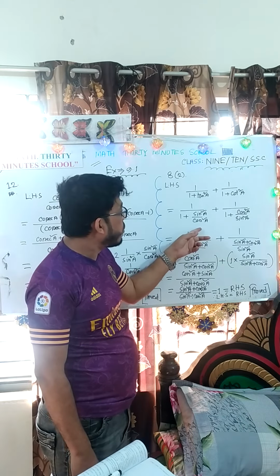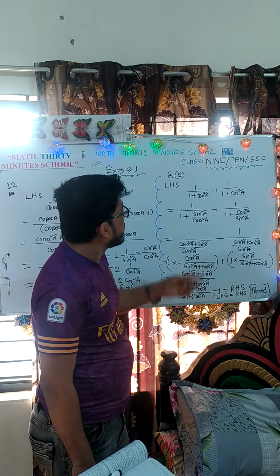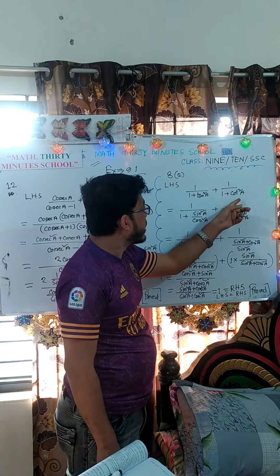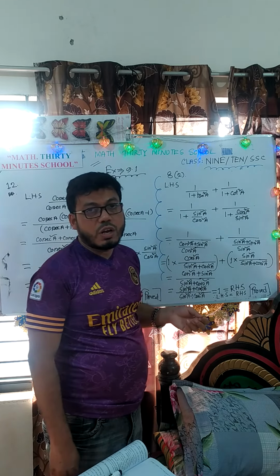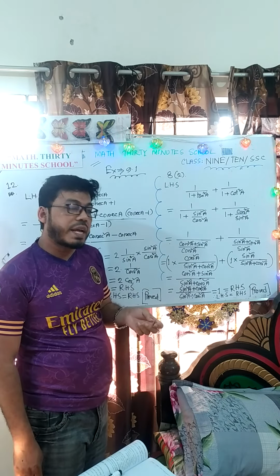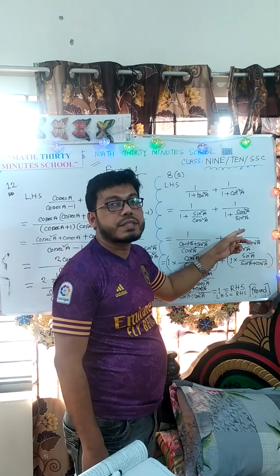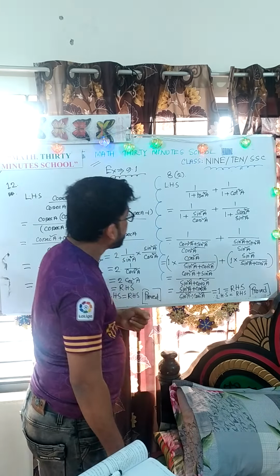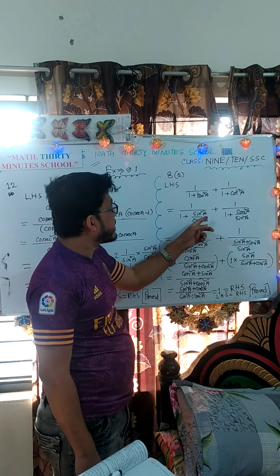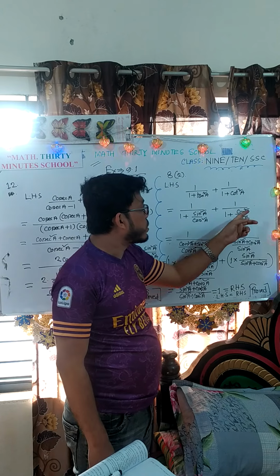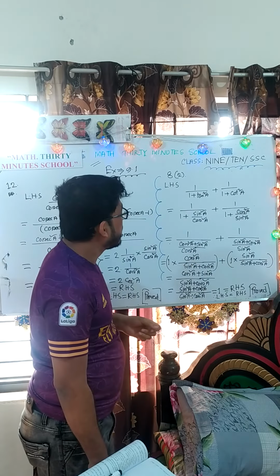We can use this formula the first time in the denominator. The second time we can use another formula, cot A equals cos A by sin A. Using this formula we can write cot square A equals cos square A divided by sin square A. Now we have to add 1 with sin square A by cos square A, and we also have to add 1 with cos square A by sin square A.